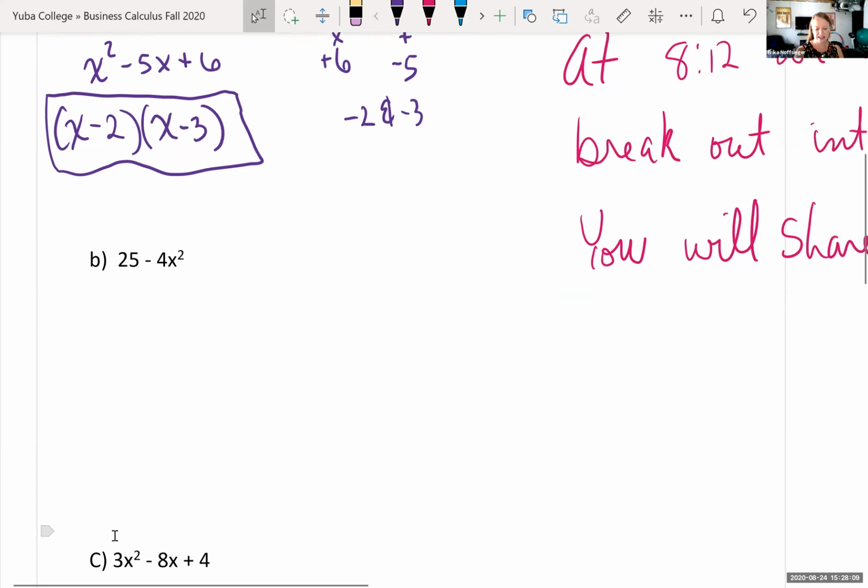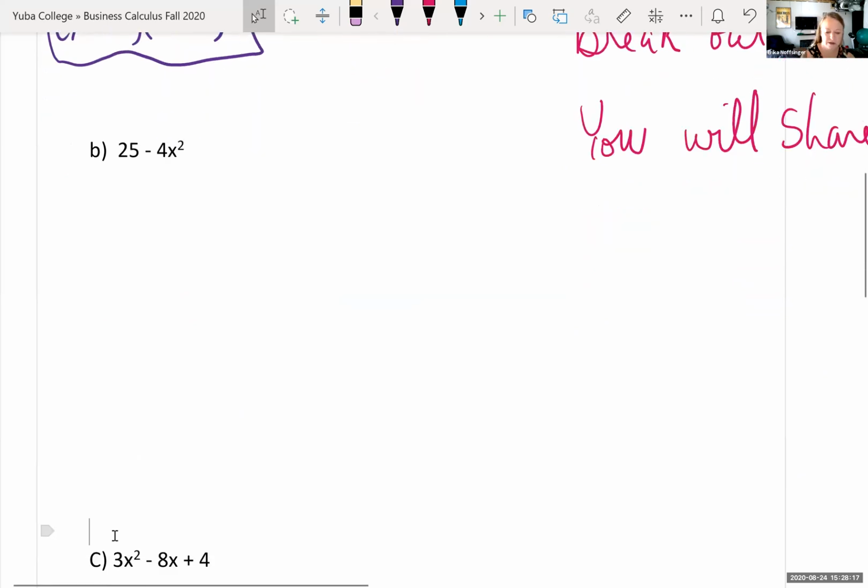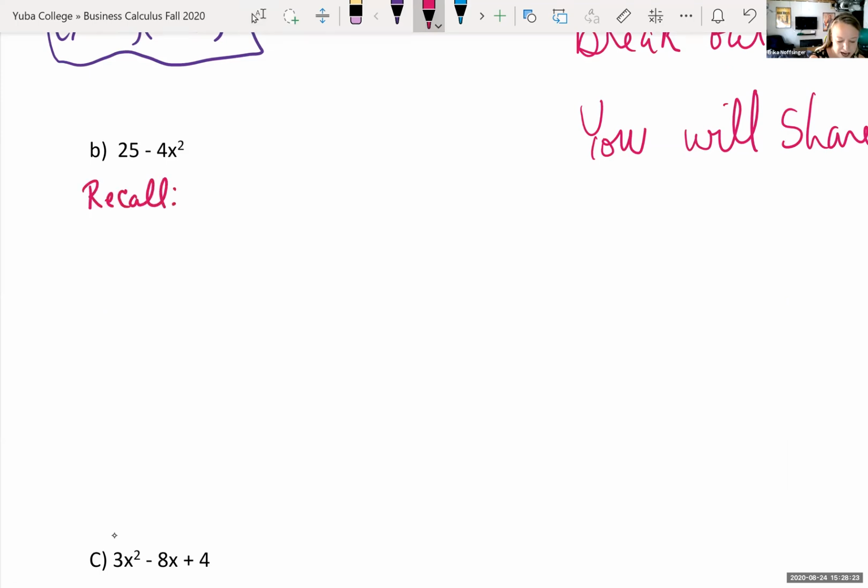So is there anything that I could square to get the first term? Is there anything I can square to get that second term? If so, it's a difference of squares. And recall, if you have a difference of squares, there was a rule. So if we have a squared minus b squared, this factors as a minus b all times a plus b.